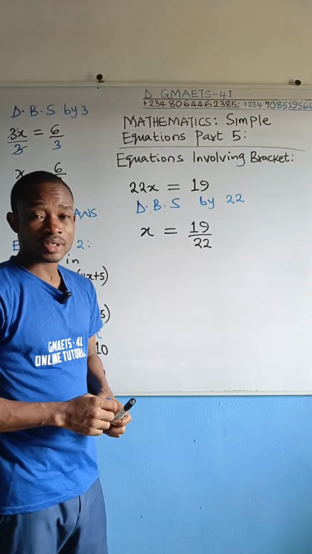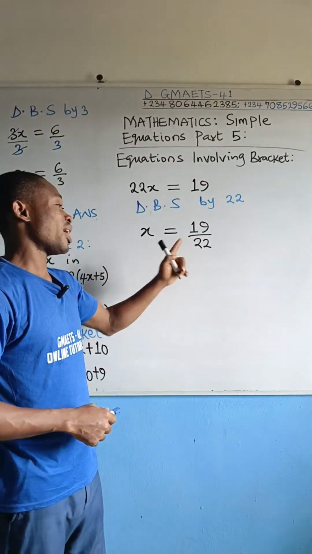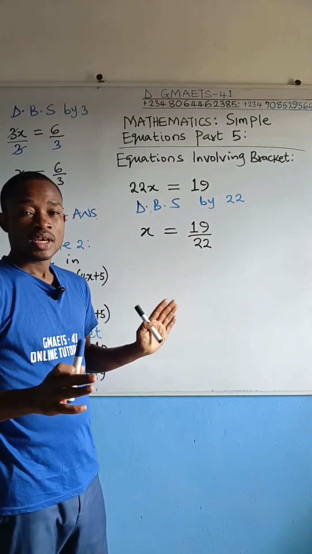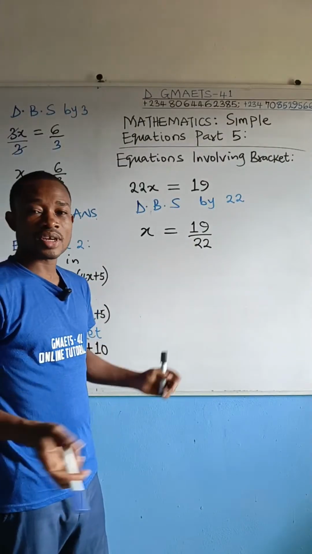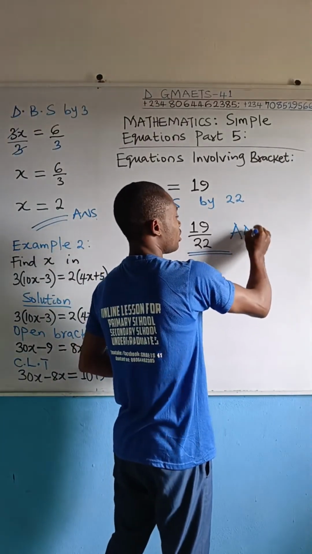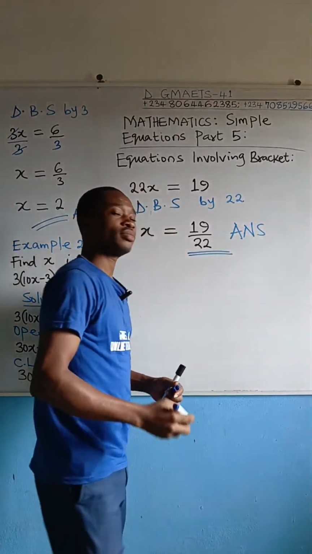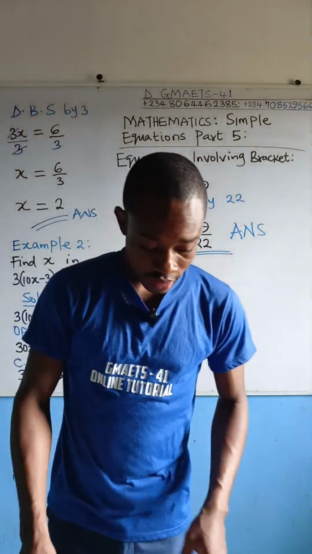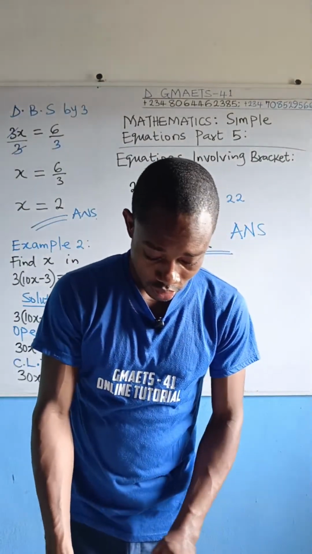19 is a prime number, and only 19 and 1 can divide 19. 19 cannot divide 22. So there is nothing you can do here again. This is the simplest solution you can get. So x is equal to 19 over 22.